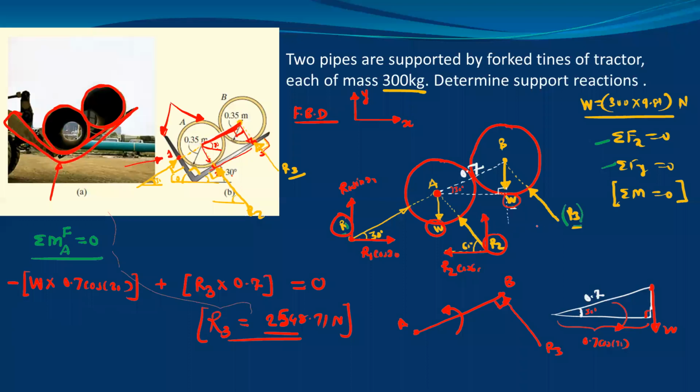And then resolve R3. This is the x component and this is the y component. R3 has the same angle as that of R2. So this is 60. So this is R3 cos 60 and this is R3 sin 60. Now write the equations for summation Fx and summation Fy.